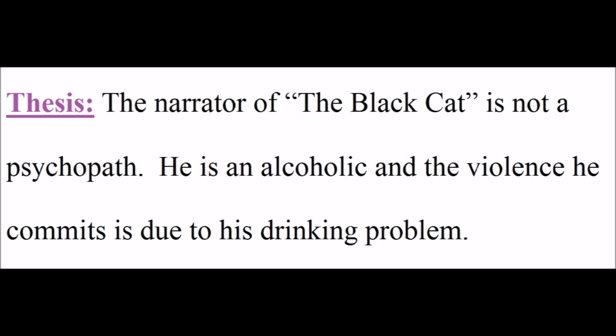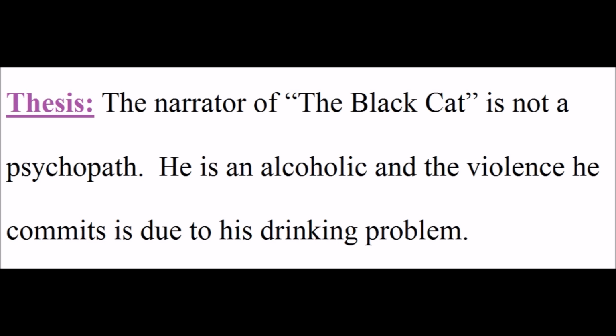So here is the author's paper, who allowed me to use her paper for this lecture. And her thesis was, "The narrator of 'The Black Cat' by Edgar Allan Poe is not a psychopath. He is an alcoholic, and the violence he commits is due to his drinking problem." This is a pretty basic thesis, but what I like about it is that it starts with introducing the story that we're looking at, The Black Cat, and then it makes an argument.